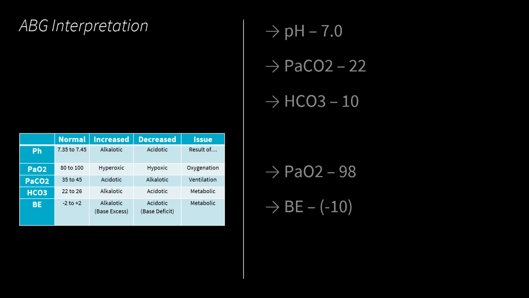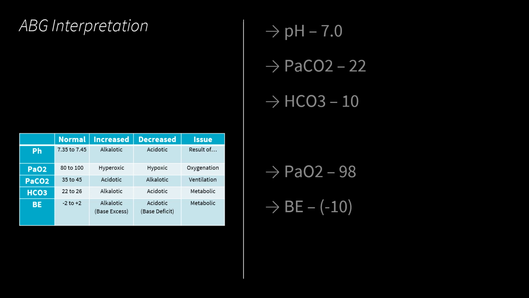Once you determine that, in this case it's 7.0, so it's less than 7.35. So that makes it an acid, a pretty significant acid. The next thing that I want to ask is I want to figure out what's the cause. Is it my respiratory system that's the problem, or is it metabolic system that's causing the problem?